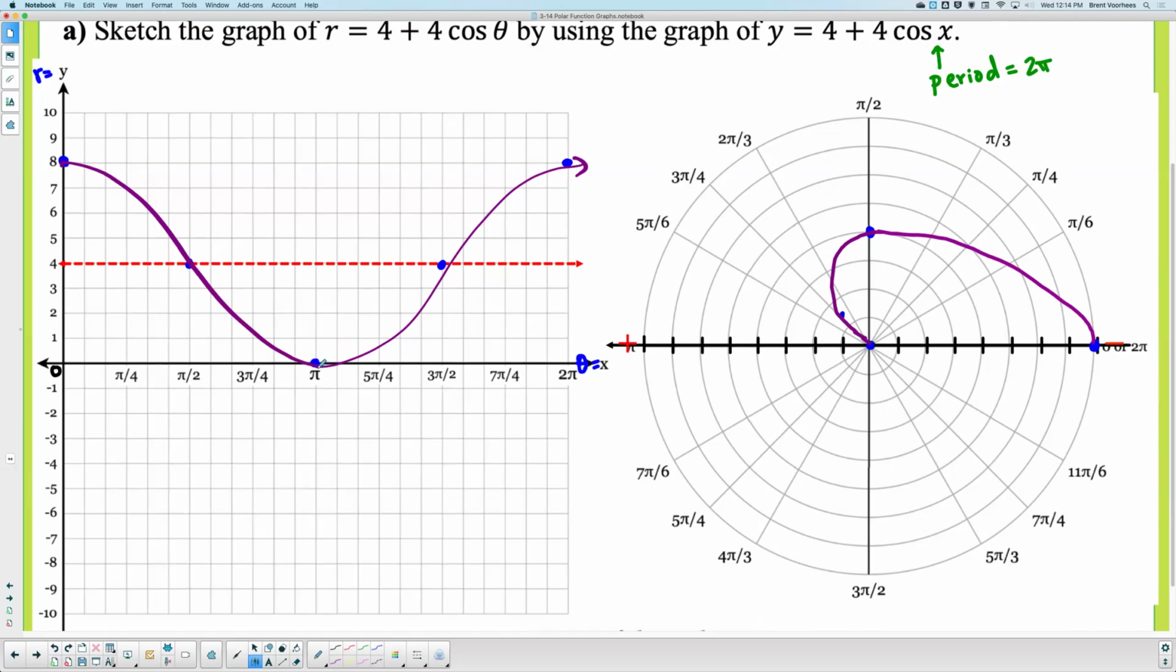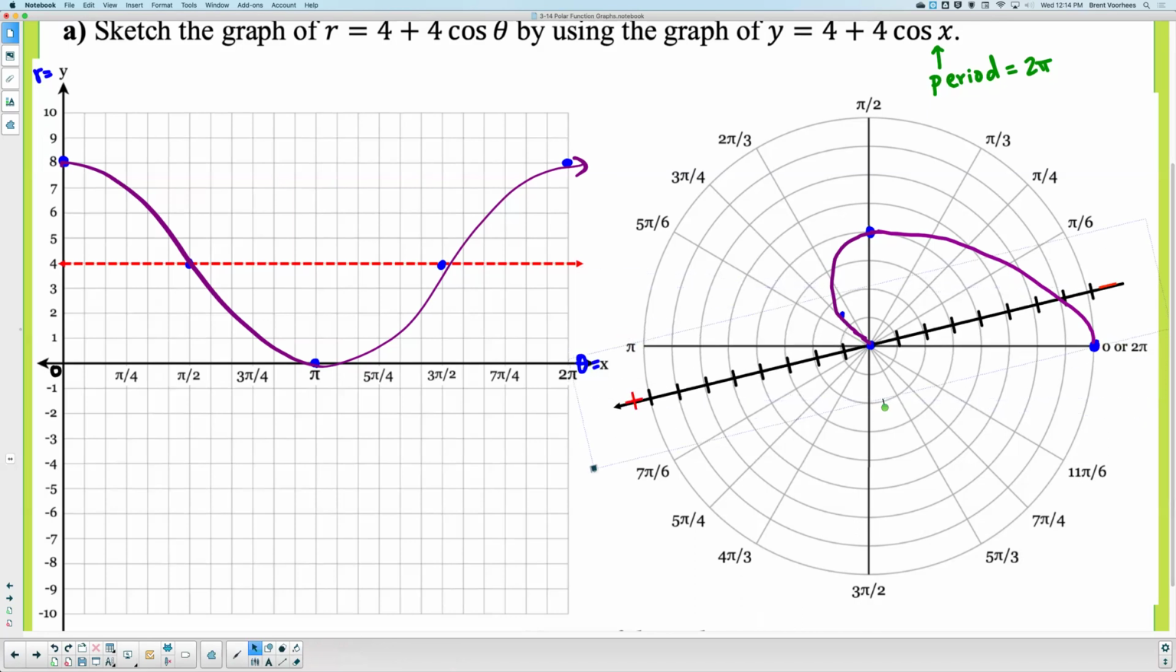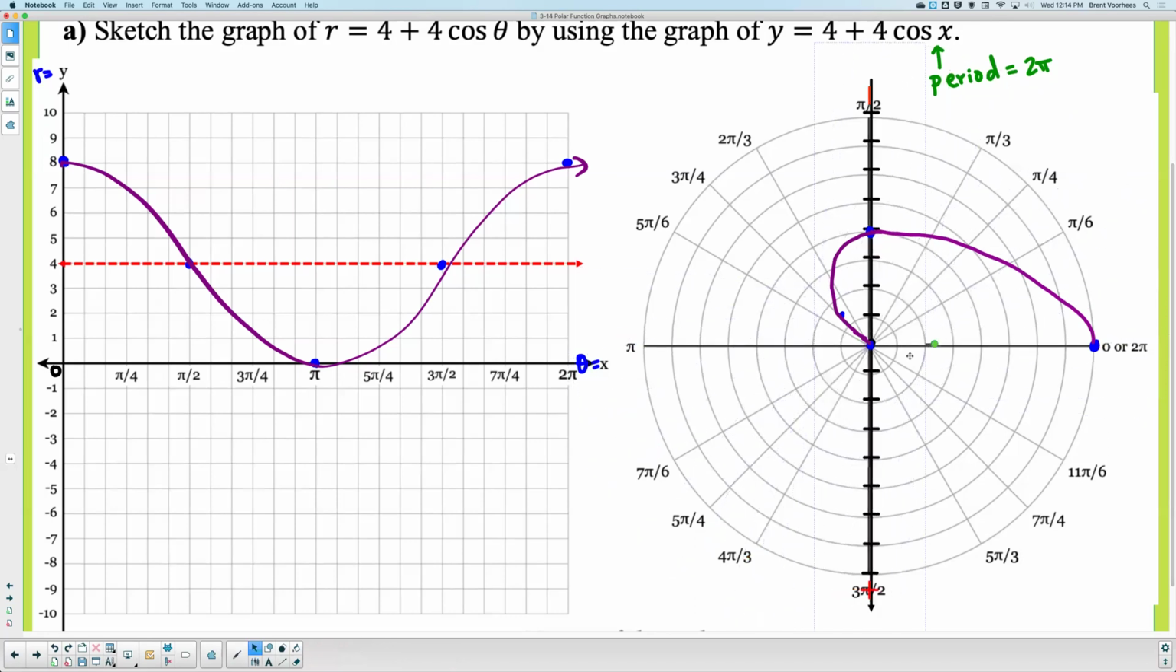Okay, now what happens after pi is we're going to go to 3 pi over 2. What's the value at 3 pi over 2? 4. So let me spin this axis. When I get to 3 pi over 2, I should be at 4. Does that mean I go up, down, left, or right? I go down. Positive is now down. So 1, 2, 3, and 4.